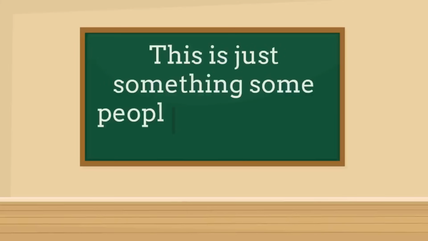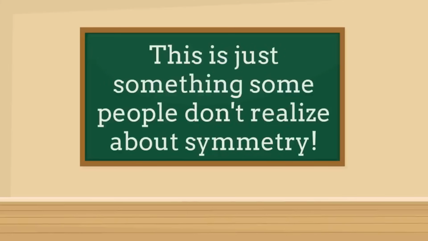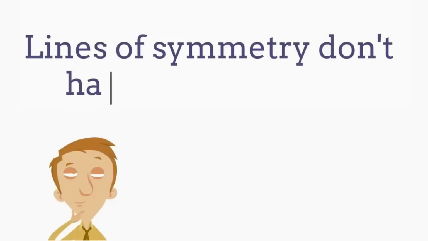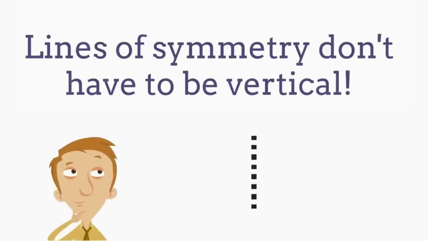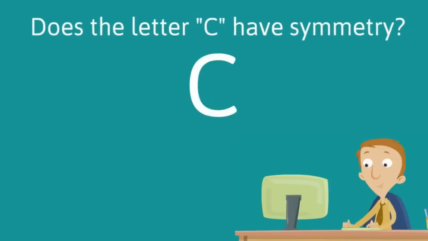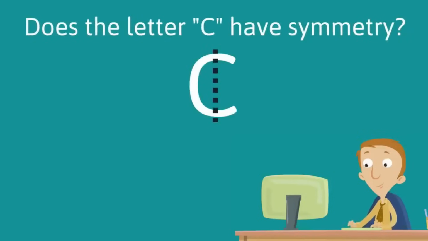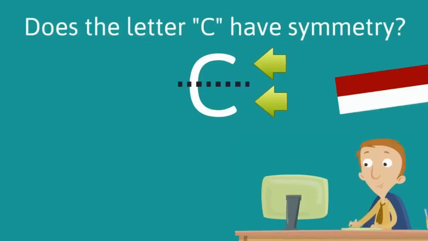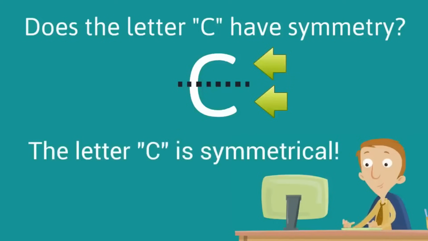No, this is just something some people don't realize about symmetry, okay? Here it is. Lines of symmetry don't have to be vertical, meaning lines of symmetry don't have to go up and down. Take the letter C, for example. Does the letter C have symmetry? Well, if we try a vertical line of symmetry, it would seem like the answer is no. These sides don't match. But wait, if we try a horizontal line of symmetry, do both sides match? Yeah, they sure do. So does the letter C have symmetry? Yes, it does. That means the letter C is symmetrical.